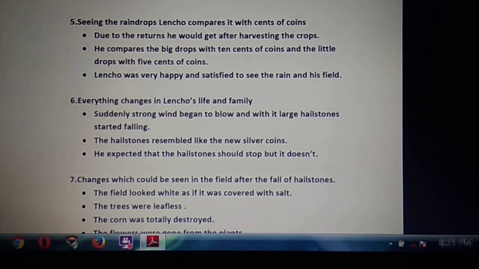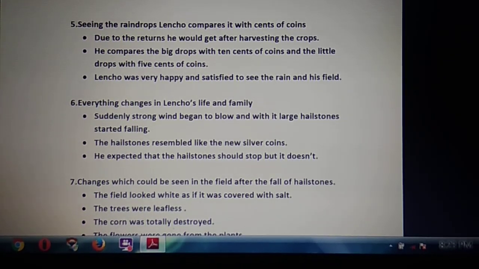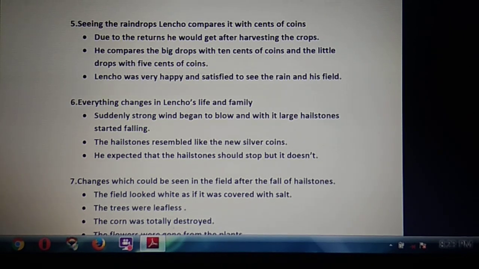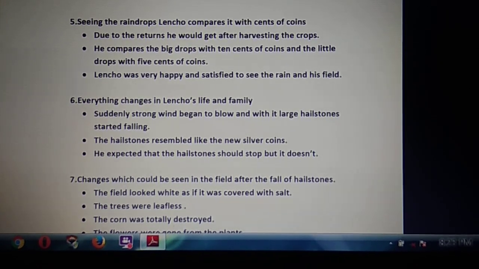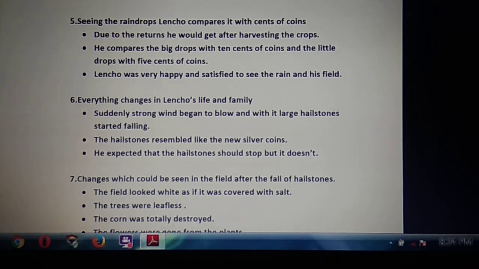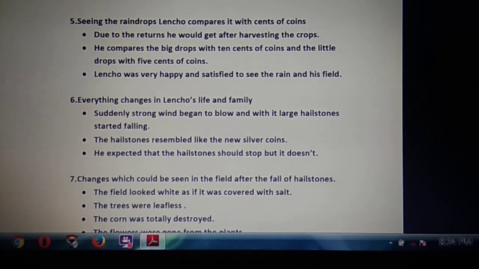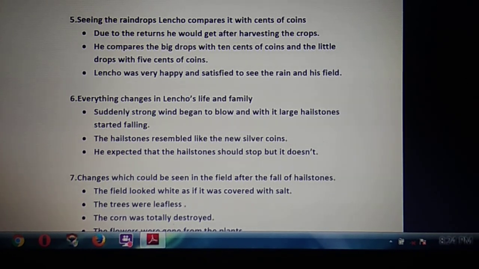He compares the big drops with 10 cents of coins and the little drops with 5 cents of coins. So over here we can see a comparison which is done by Lencho. Previously it came that Lencho was expecting either a downpour or a shower. So if there will be a downpour, that is big drops, he can have more returns, more income. So for that he is comparing the big drops with 10 cents of coins and the little drops with 5 cents of coins.